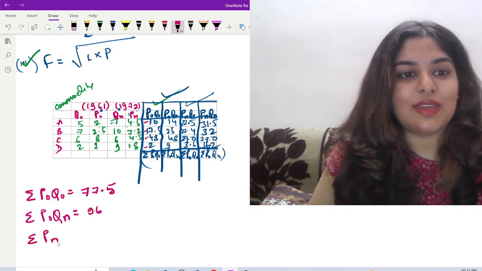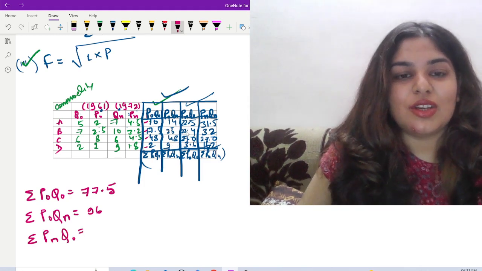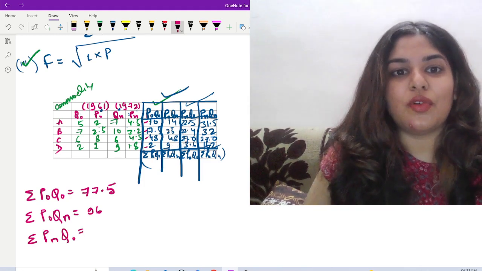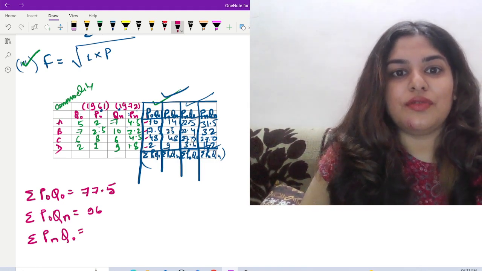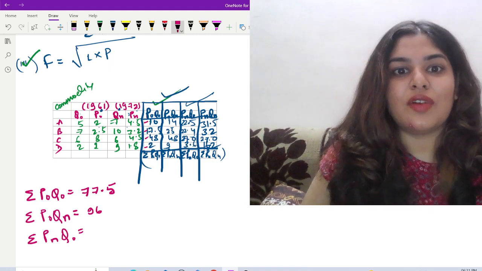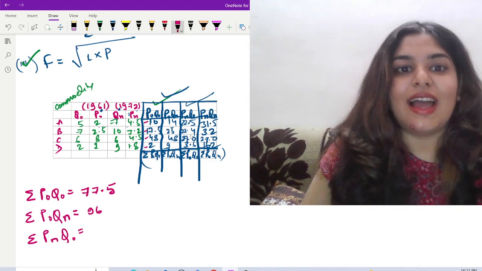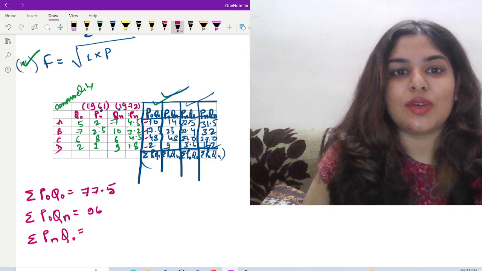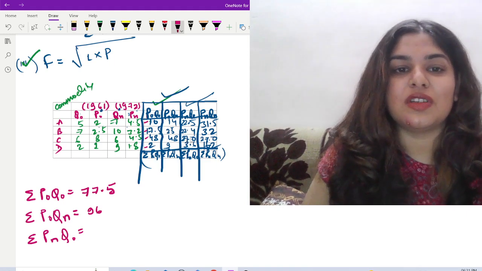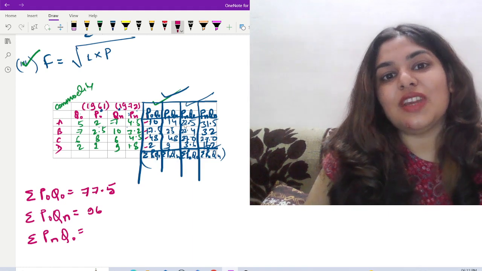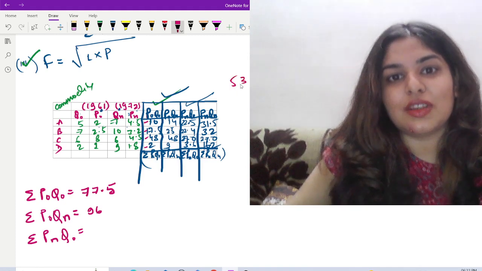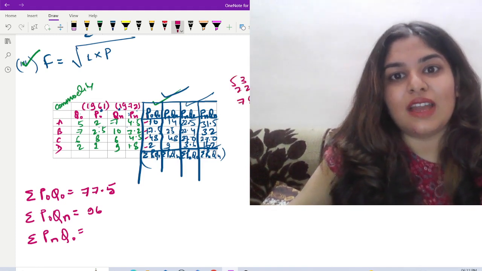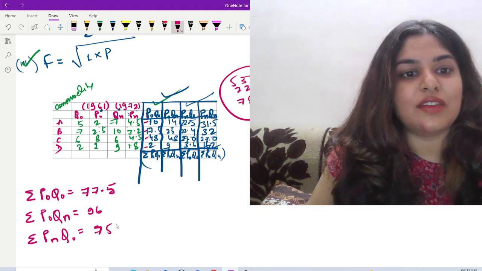Next is summation Pn Q0, that is 22.5, 22.4, 27 and 3.6. Here 22.4 and 3.6 is basically 22 and 3 is 25, 4 and 6 is 1, so this is 26, and 26 and 27 is how much? 26 and 27 is 53. 53 and 22 is how much? 53 and 22 is 75, and we have 0.5, so this is 75.5.